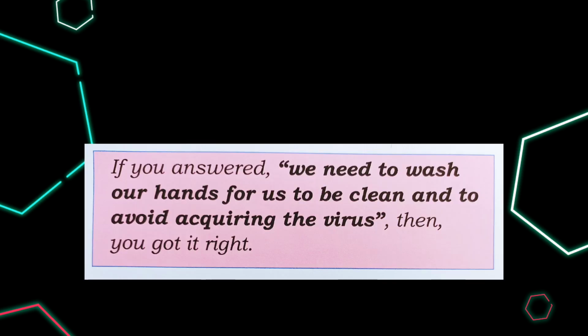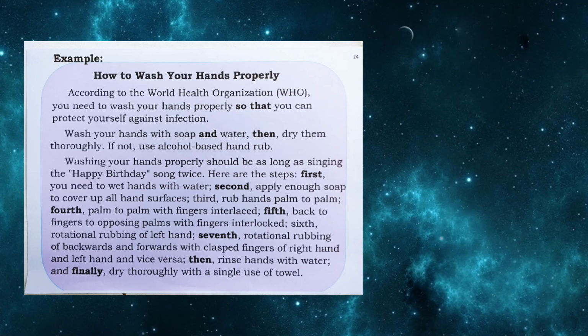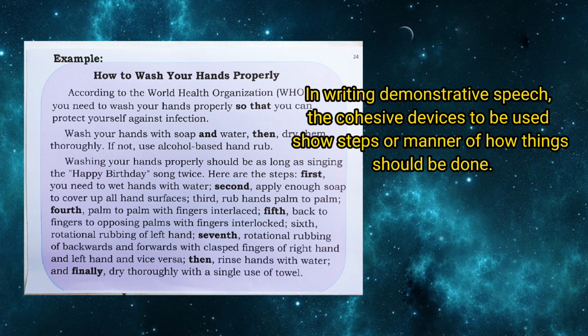Why do we need to wash our hands properly? If you answered, we need to wash our hands for us to be clean and to avoid acquiring the virus, then you got it right. How are the highlighted words used in the passage? The highlighted words are called cohesive devices. They are used to show the proper sequence or steps on how to wash your hands properly. In writing a demonstrative speech, the cohesive devices to be used show steps or manner of how things should be done.